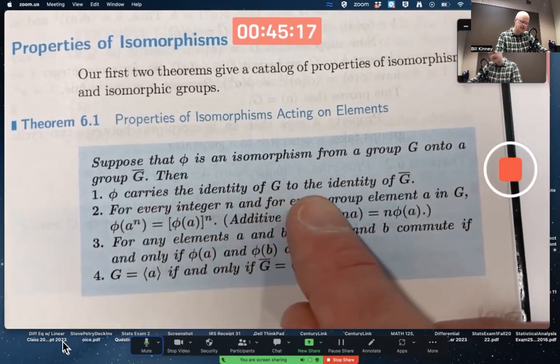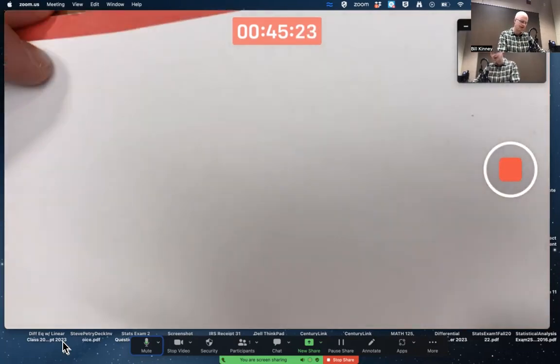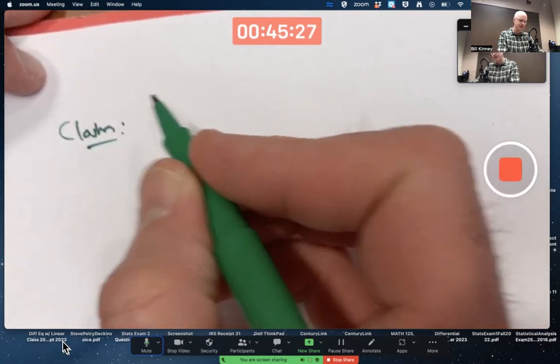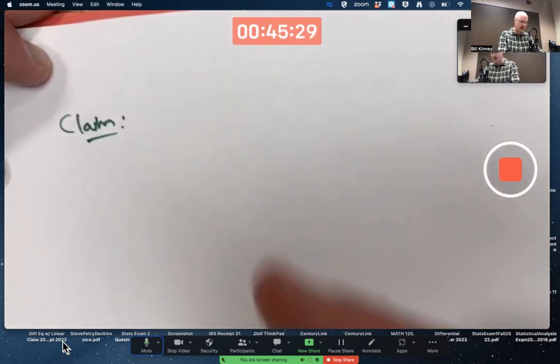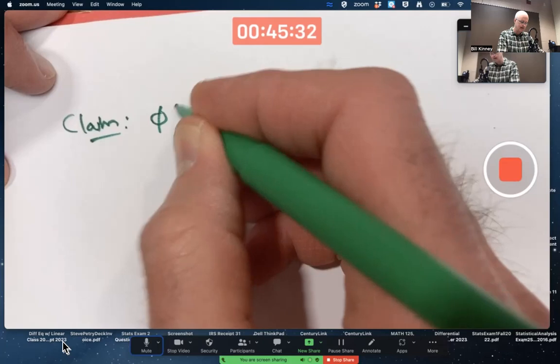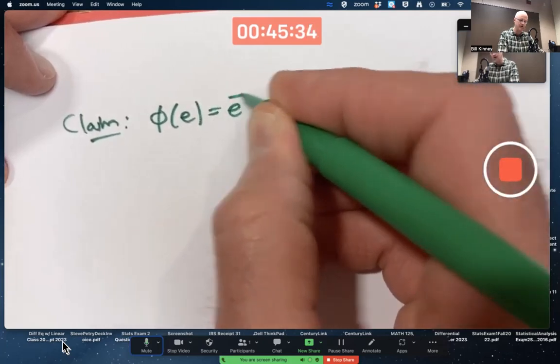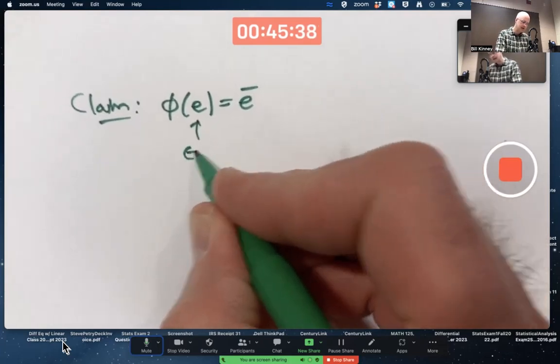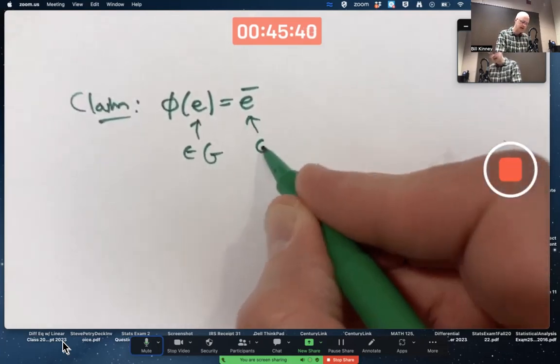Phi carries the identity of G to the identity of G bar. Let's write that down. Claim: if Phi is an isomorphism from G to G bar, Phi of E must be E bar, where E is the identity in G and E bar is the identity in G bar.